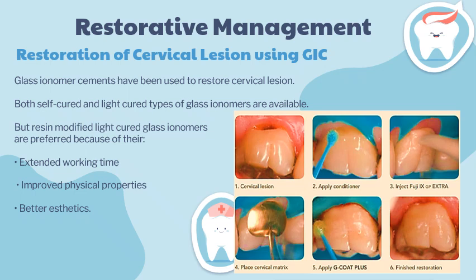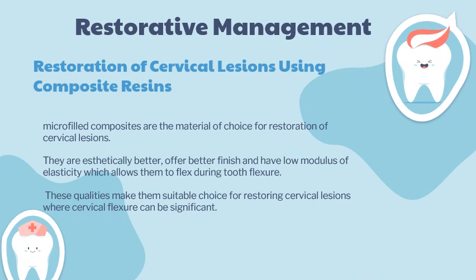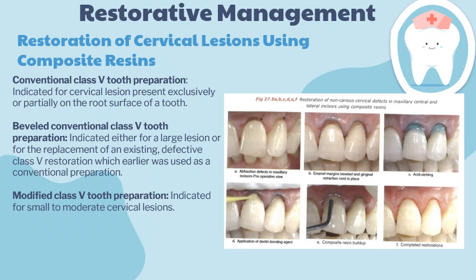Coming to the restorative management part, when the lesions compromise the aesthetics, function, or the patient comfort, a restoration is required. The options include glass ionomer, particularly a resin-modified GIC, which offers fluoride release and good adhesion to these lesions. And when a composite resin is chosen, especially a microfill composite, it provides the aesthetics and it can flex along with the tooth. Different cavity designs such as conventional, bevel, or a modified class 5 preparation are used for composite based on the size and location of the lesion.